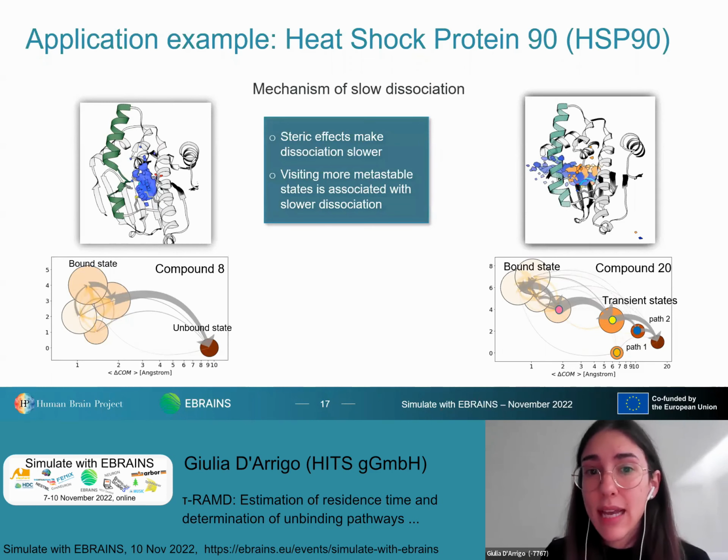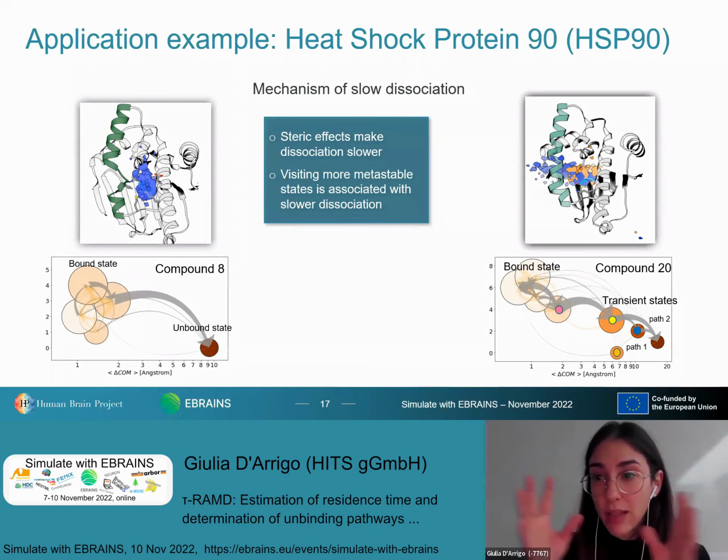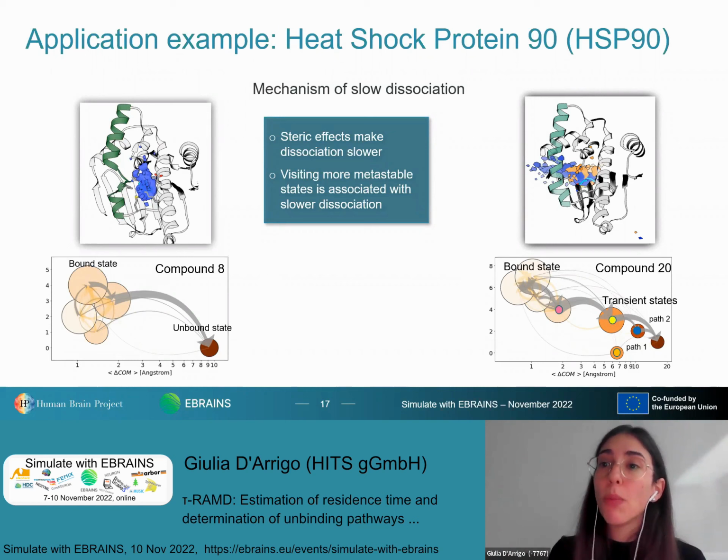So what we have seen is that steric effects make the dissociation slower, and that if we have more transient intermediate states between the bound and the unbound state, this might result in a slower dissociation, because it means that our compound is spending more time visiting these transient states.